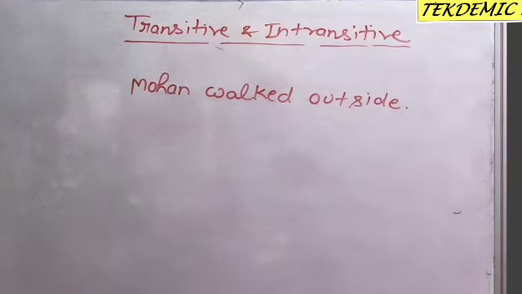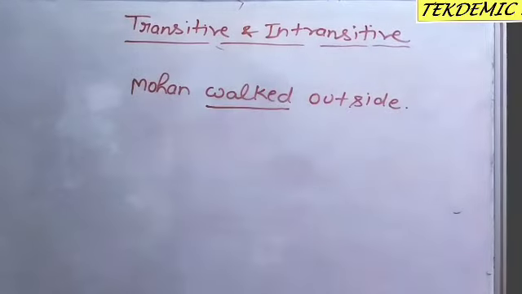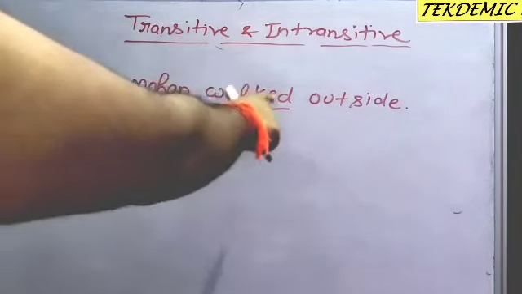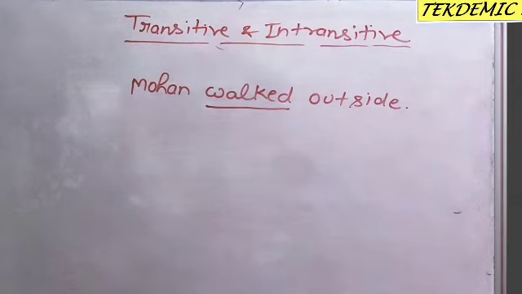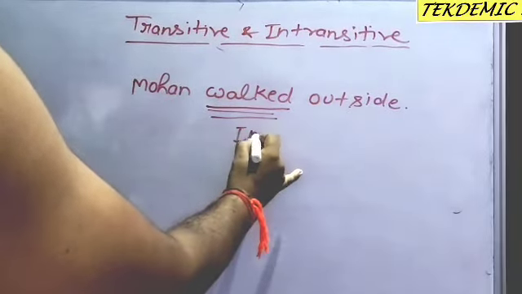I have taken a sentence: Mohan walked outside. In this sentence, the verb is walked. If you question with what or whom, you will never find any object. The object is unavailable in this sentence. Mohan walked outside, but outside is not an object, because if you question with what, there is no answer. If you question with whom, there is no answer. So this verb is an intransitive verb.